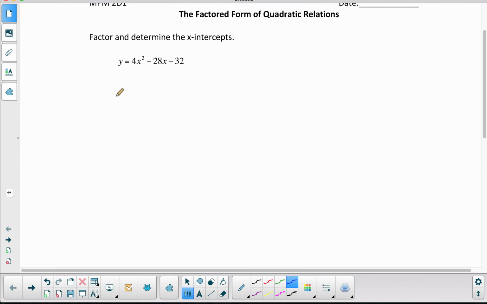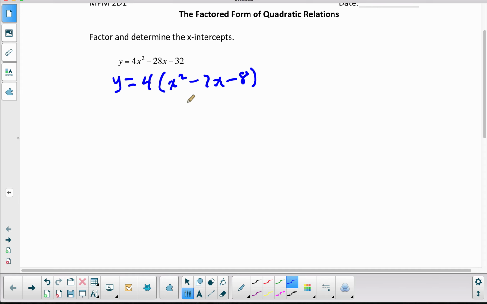Okay, so here we go. Let's factor this. So when we're factoring, we always look for a common factor. And here, each term is divisible by 4, so 4 is a common factor. So we divide out 4 as a common factor.